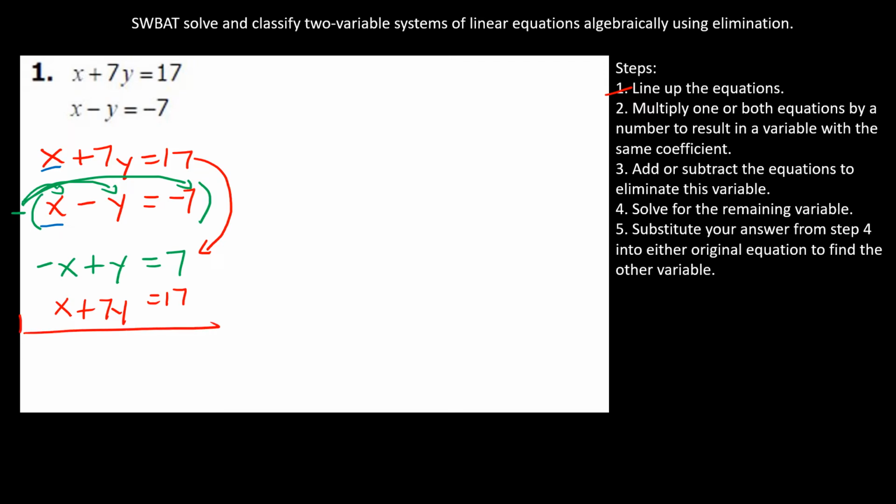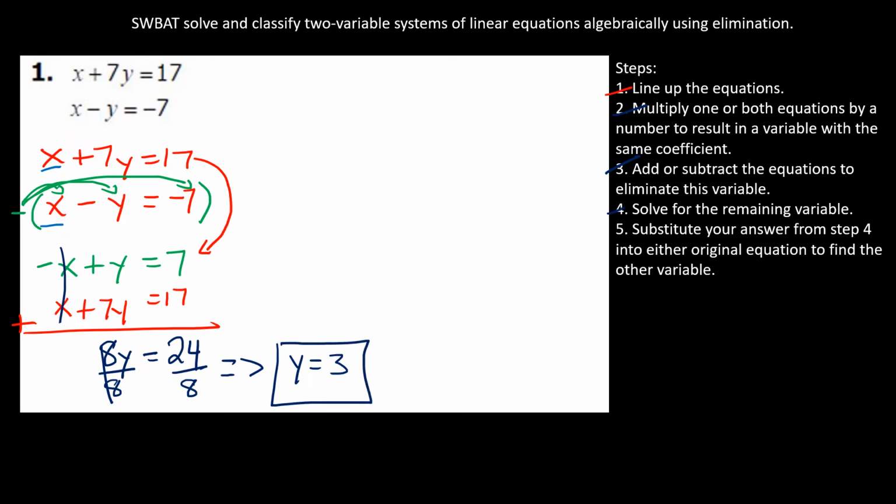And so when I add these, we end up getting this. Well, negative x plus x, that simplifies out. y plus 7y is 8y, right? 1 plus 7 is 8. And 17 plus 7 is 24. So we multiplied, we added, and now we solve. Well, you guys already know if we want y by himself, we need to divide both sides by 8. And so we're left with y equals 3.